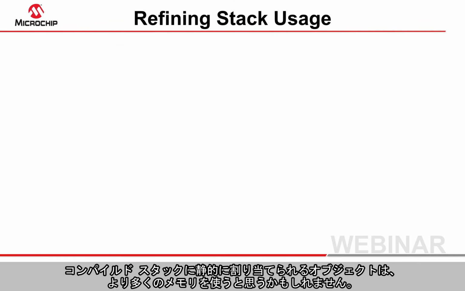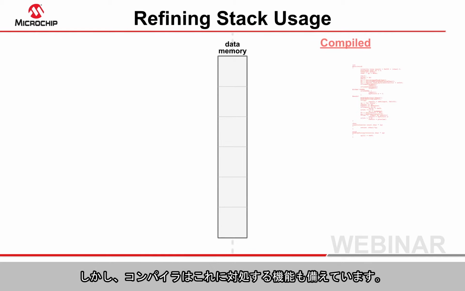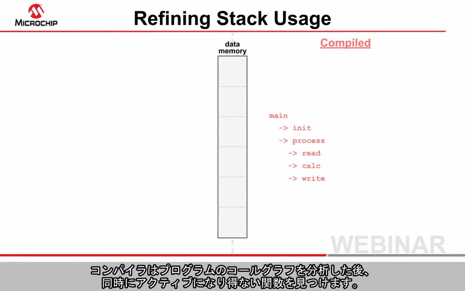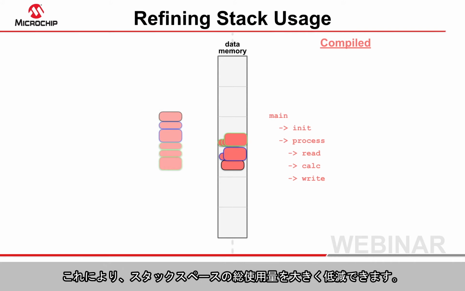You might think that statically allocated objects on the compiled stack might use more memory. However, the compiler has another feature to help with this. After analysing the program's call graph, the compiler determines which functions can never be active at the same time, and the local objects defined by these functions are then overlaid in the compiled stack. This significantly reduces the total amount of stack space used.